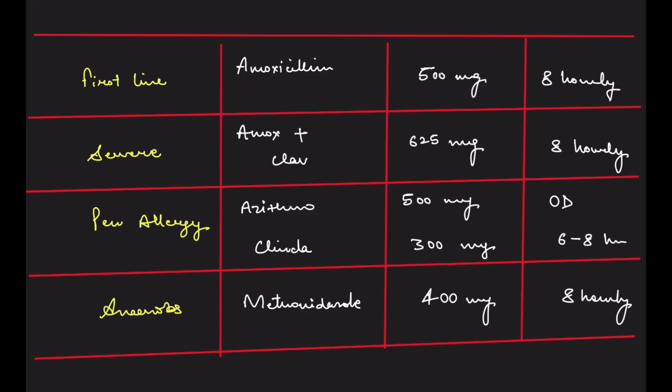For anaerobic coverage along with others, you can use metronidazole 400 mg every 8 hours. Usually 3 to 5 days is the duration, with reassessment. Antibiotics should be discontinued once symptoms resolve and the source of infection is controlled.